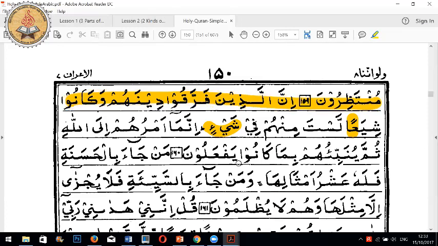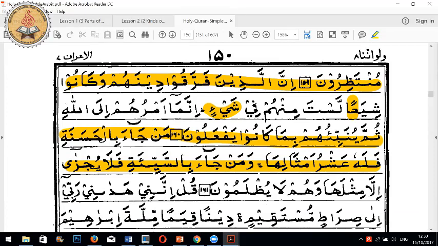In the first line, there is no common noun, no word with tanween. Thumma yunabbi'uhum bima kanu yaf'alun. Man ja'a bil-hasanah, no common noun. Falahu 'ashru amthaliha wa man ja'a bis-sayyi'ati fala yujza, no common noun because no word is ending with tanween. We are just identifying those words with tanween. Maybe technically in a grammatical sense, there will be some words which could be understood as a common noun, but our focus is to identify the nouns with the double stroke tanween.